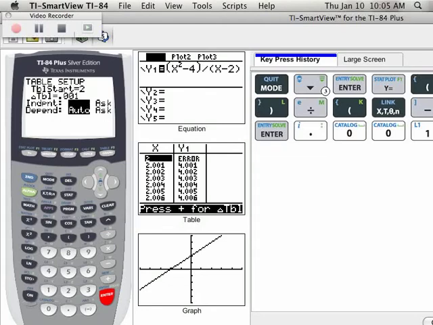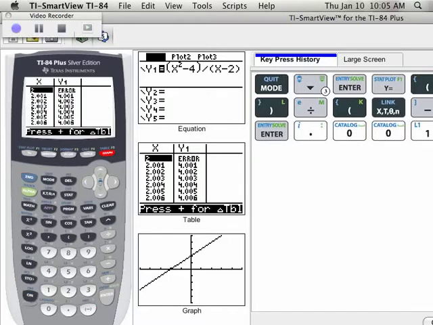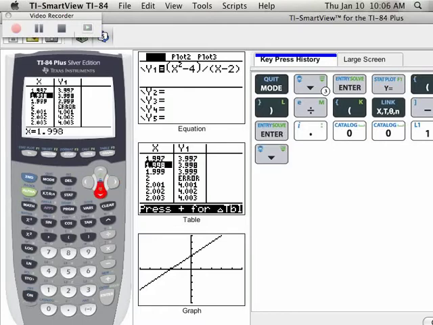Let's go look. So here's my table. And what I want you to notice is when the x value is 1.997, my y value is 3.997. When my x value is 1.998, which means I'm getting closer to 2, my y value is 3.998. When I'm an x value of 1.999, my y value is 3.999. What happens when I get to 2? Error. There's an error.